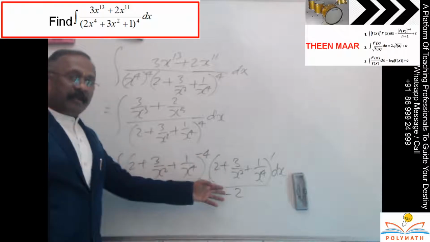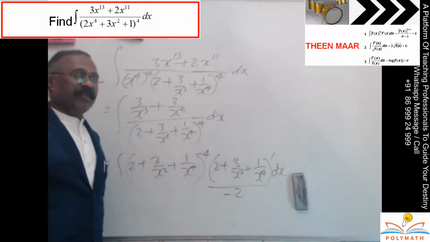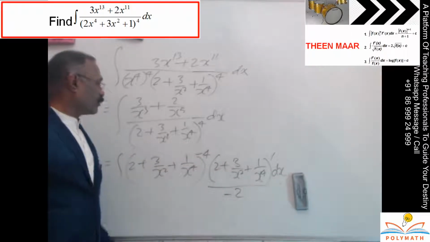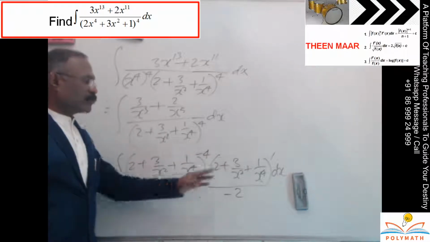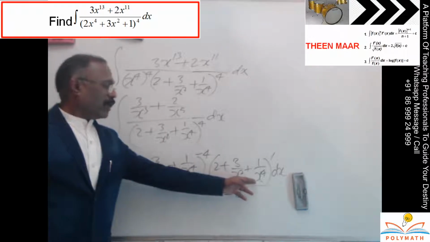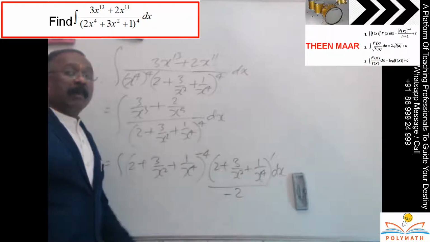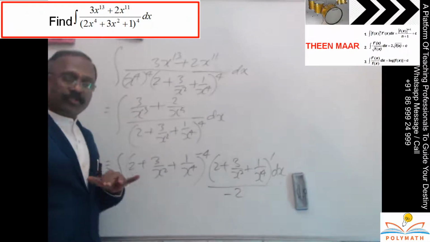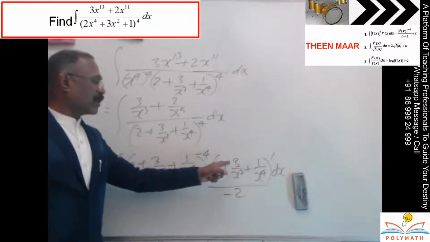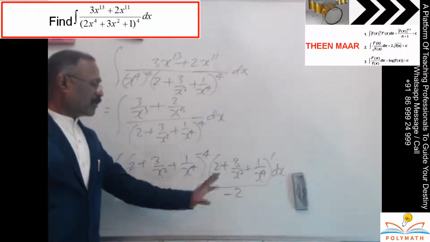See, repeating: x power minus 2 derivative, minus 2 by x cube. 3 is there already, so minus 2 extra. X power minus 4 derivative, minus 4 by x power 5, but you have only 2 there, so minus 2 extra. Here also minus 2 extra. So that is why we divide with minus 2.